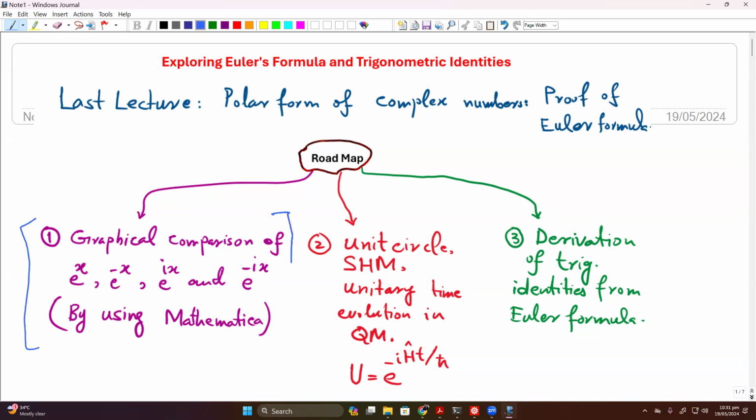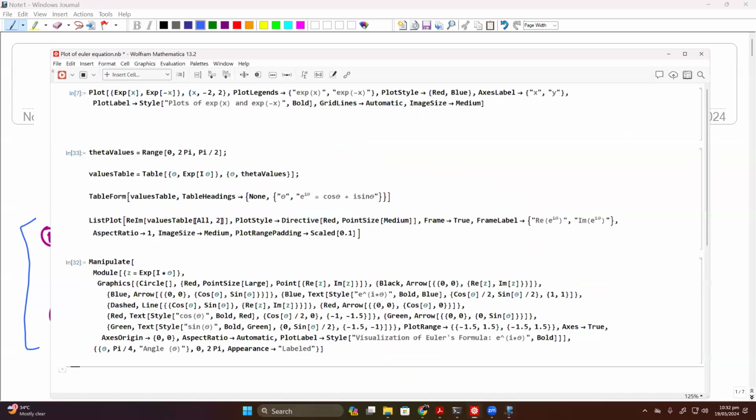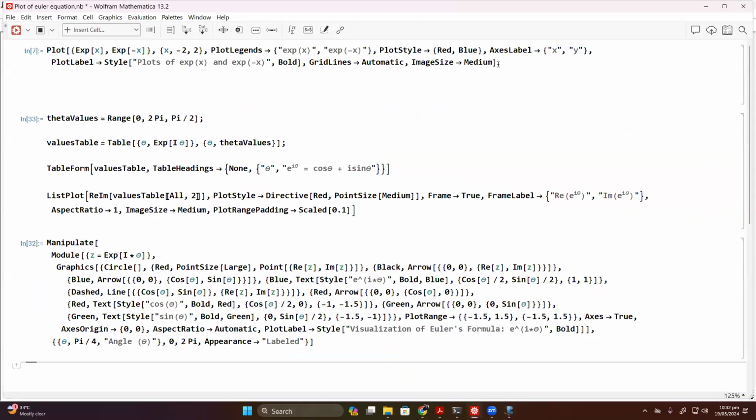Well, we'll graph these functions. So let's get straight into Mathematica and see how these graphs look. From basic physics or calculus, you're already familiar that this is an exponentially growing function and this is an exponentially decaying function. But just for the sake of completeness, let's see how these graphs look. This is a small Mathematica code. The first line will plot exponential x and exponential minus x on the same axis, and the range of the x values will be from -2 to 2. So let's run this cell.